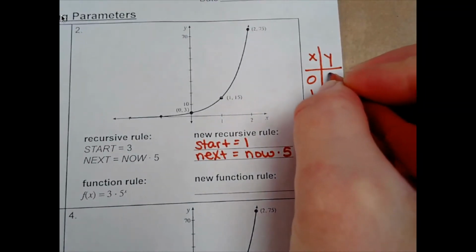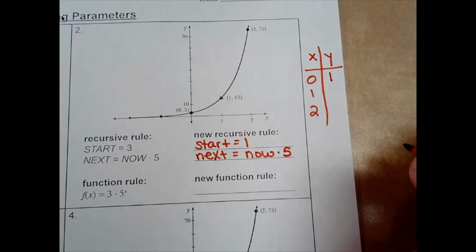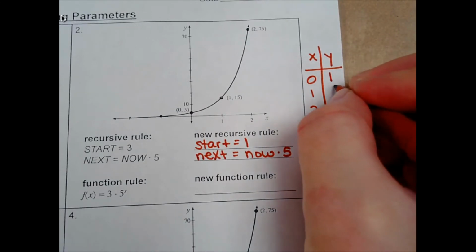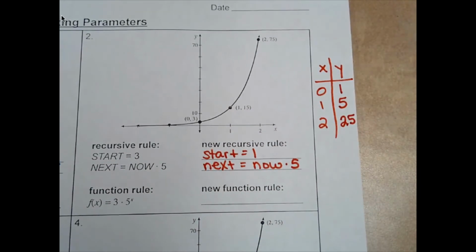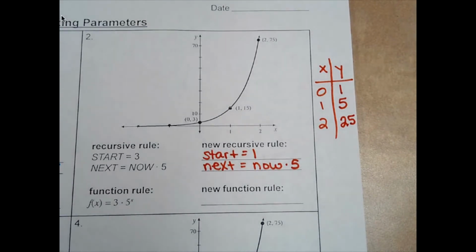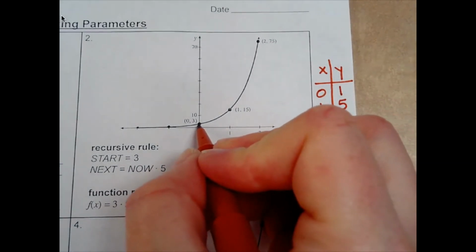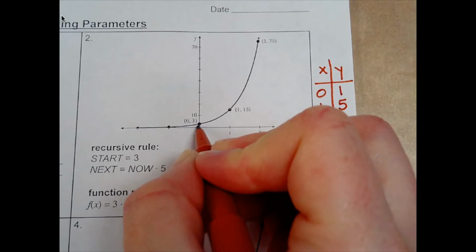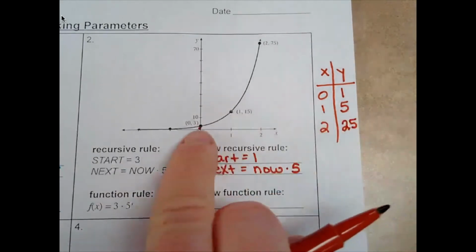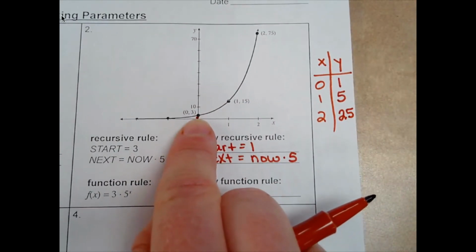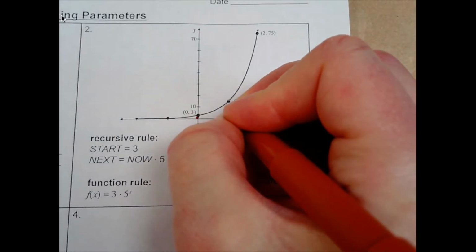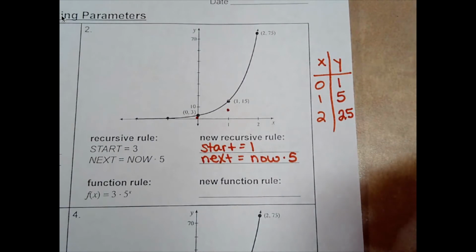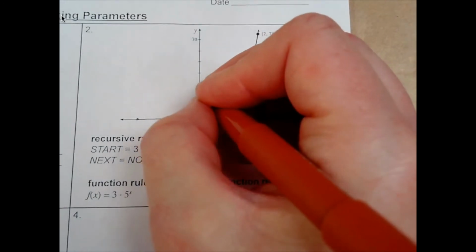So my start is 1, and then I'm multiplying times 5. So 1 times 5 is 5. 5 times 5 is 25. So it's going to start a little bit lower this time. Then 1, 5, and 2, let's say 25.